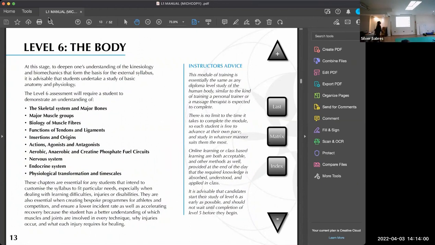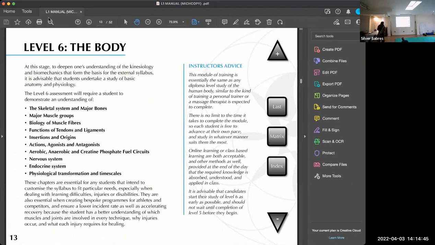The level 6 assessment will require a student to demonstrate an understanding of the skeletal system and the major bones, the major muscle groups, the biology of muscle fibers, functions of tendons and ligaments, insertions and origins of tendons and ligaments, actions, agonists and antagonists, the aerobic, anaerobic and creatine phosphate fuel circuits, the nervous system, the endocrine system, and the physiological transformations and the timescales associated with different tissues that you're trying to change.